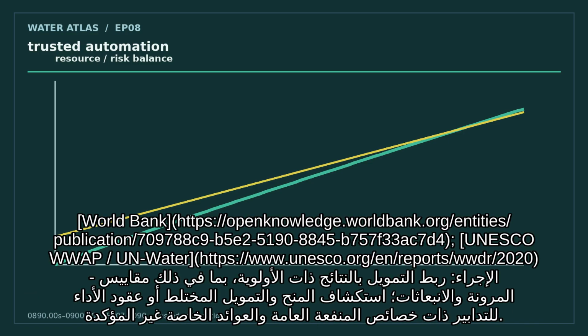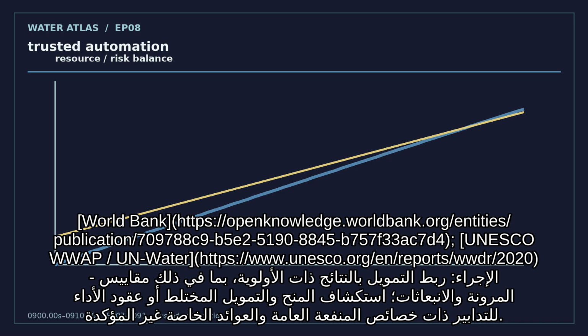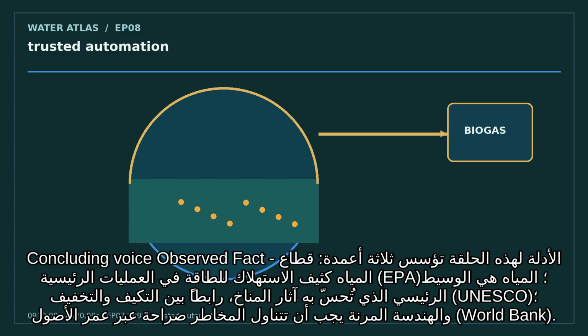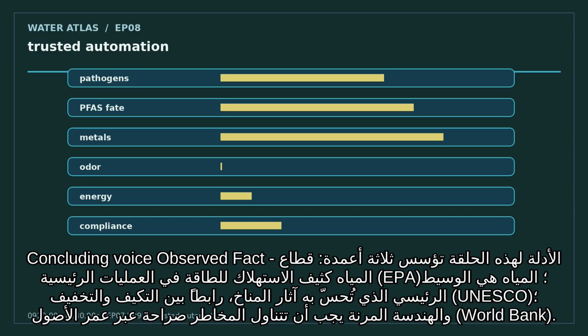Concluding voice: Observed fact. The evidence for this episode establishes 3 pillars. The water sector is energy-intensive in key processes. Water is the principal medium through which climate impacts are felt, linking adaptation and mitigation. And resilient engineering must explicitly address hazards across asset life. These pillars are supported by the U.S. Environmental Protection Agency, UNESCO, and the World Bank.